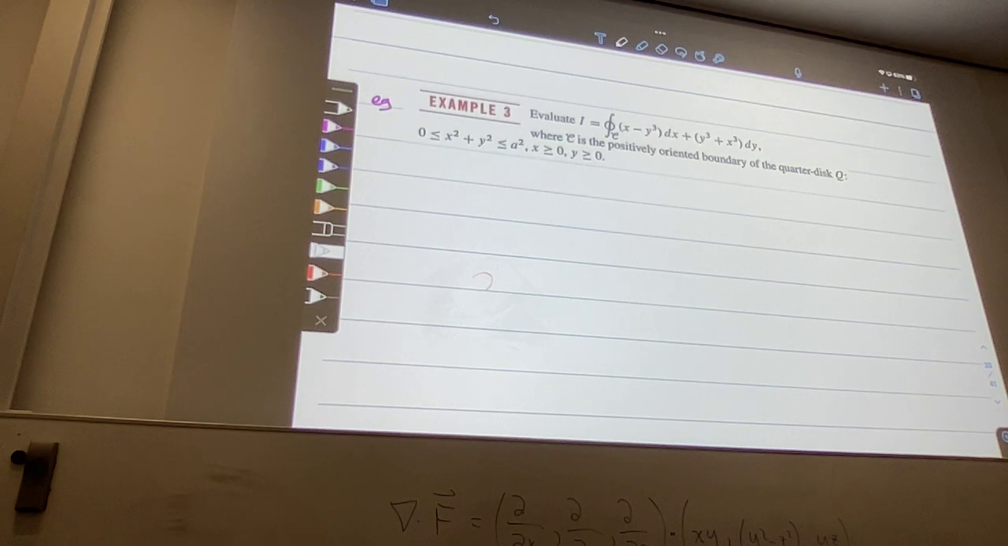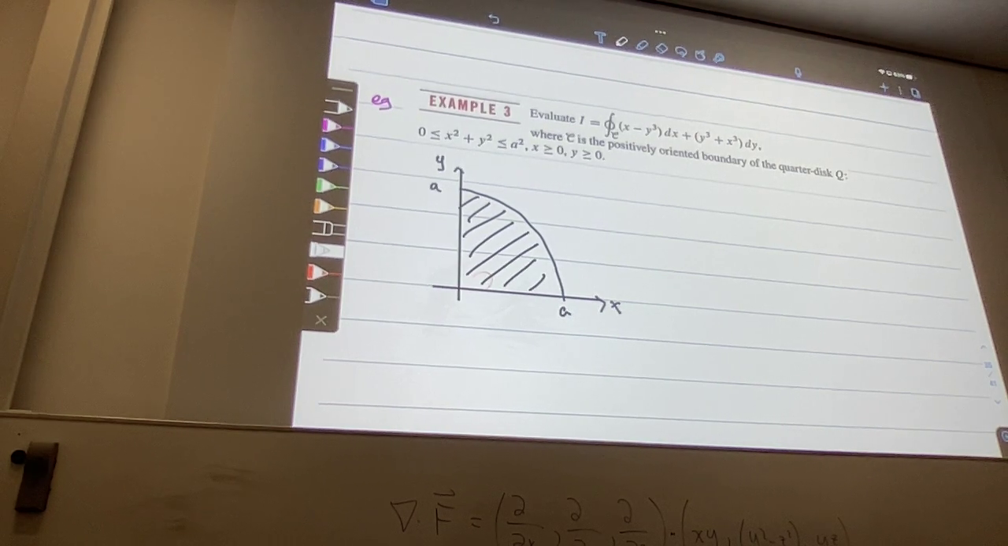Okay, so let's draw a sketch here. So we want to do that integral over there, whatever that means, and our boundary is this thing here. So there's an A, there's an A, and this is our region over here. And we want the positively oriented boundary of this quarter disk.